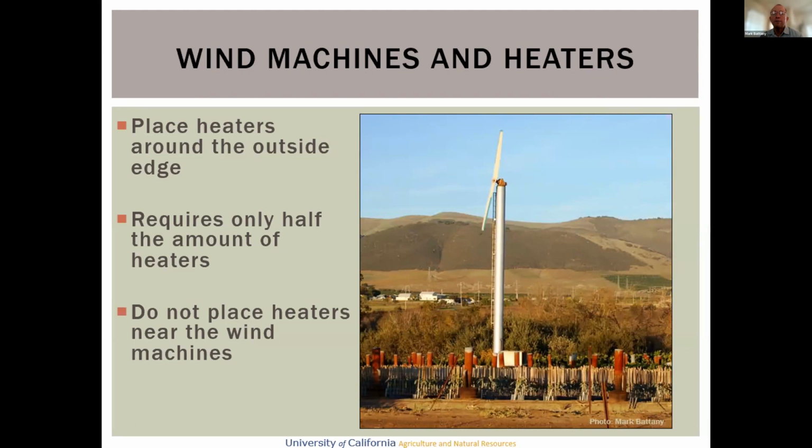So having a heat source at the wind machine itself is actually going to reduce the area of coverage from that wind machine. Now, you might increase the level of protection within that small circle that you're covering, but you're going to greatly reduce the area of coverage. So you really want to be careful about heating.